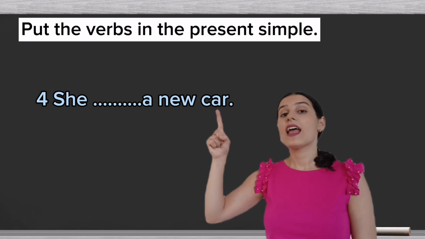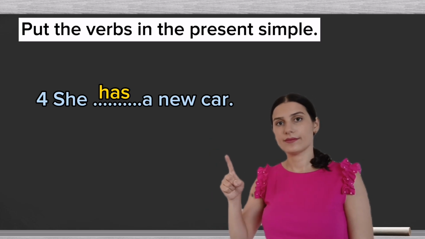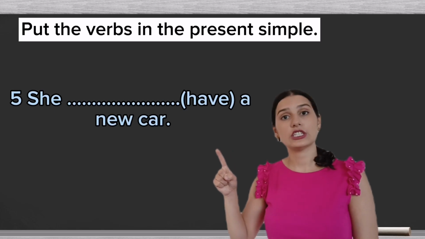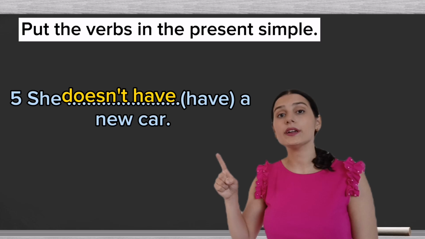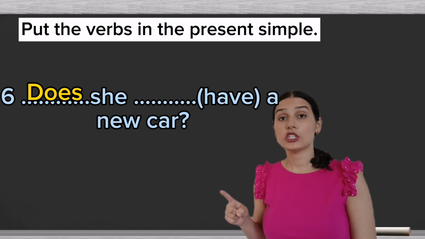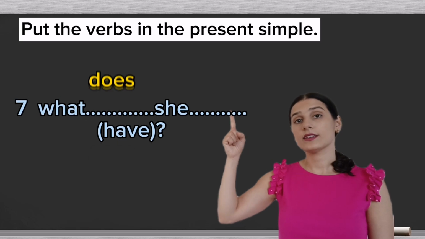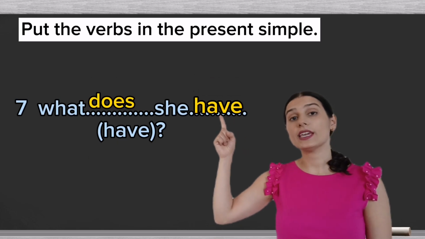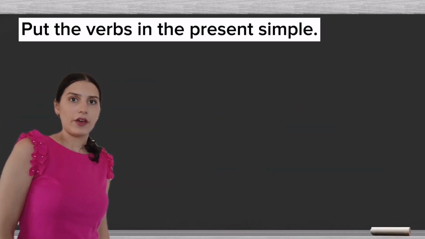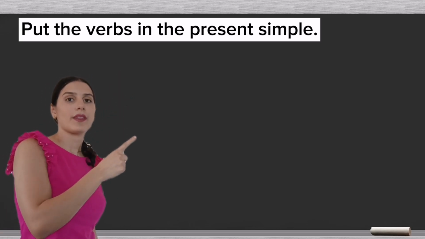She has a new car. The negative form. She doesn't have a new car. Question form. Does she have a new car? What does she have? Let's have another example. Put the verb have in the present simple.